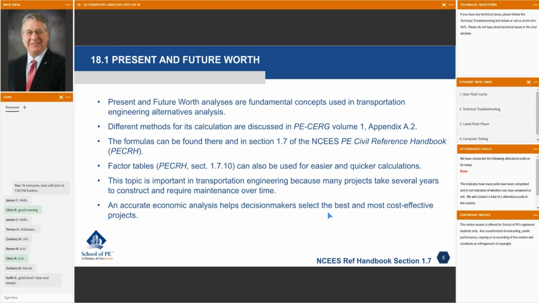Okay, so what we just looked at is the interest rate tables or the factor tables. They can also be used for easier and quicker calculations. And this topic is important in transportation engineering because many projects take several years to construct and require maintenance over many, many years. An accurate economic analysis helps decision makers select the best and most cost effective alternative when we're looking at doing projects.